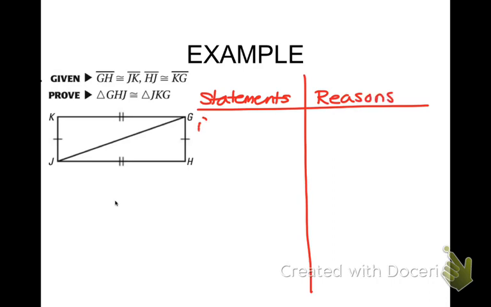Always, always, always start with your given. So we were given line segment GH is congruent to line segment JK. We are given line segment HJ is congruent to line segment KG.